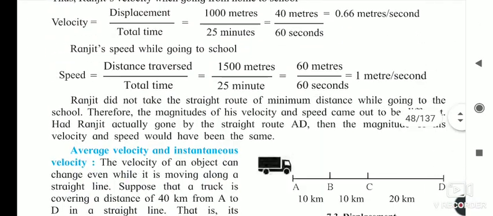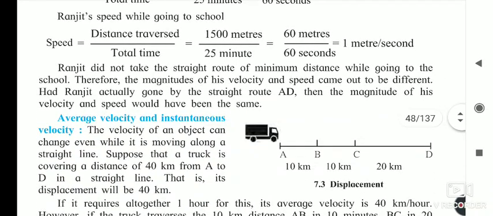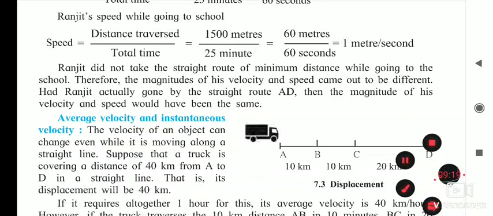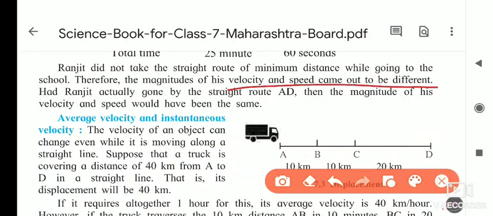Here, see, Ranjit did not take the straight route of minimum distance while going to school. Therefore, the magnitudes of velocity and speed came out to be different. Had Ranjit actually gone by the straight line route AD, then the magnitude of the velocity and speed would have been the same. Just now I told you that.